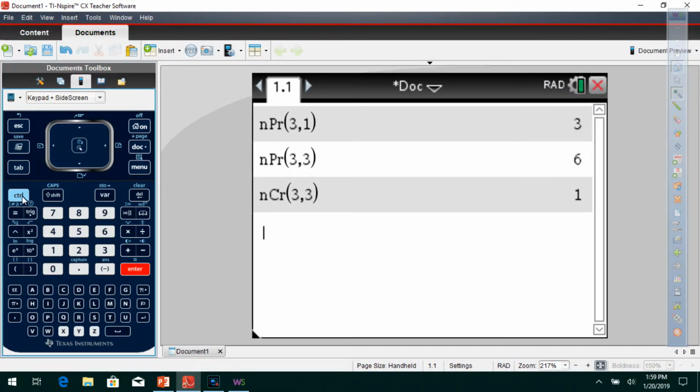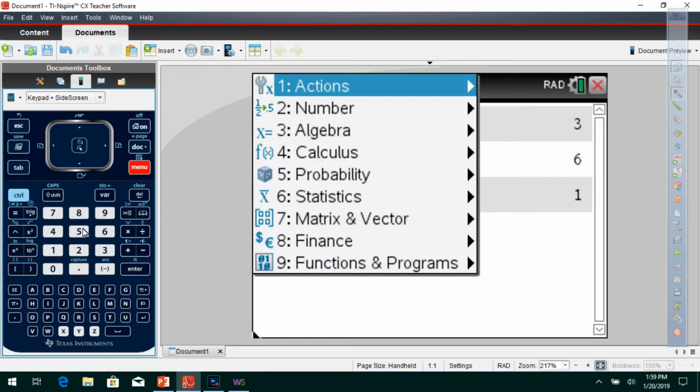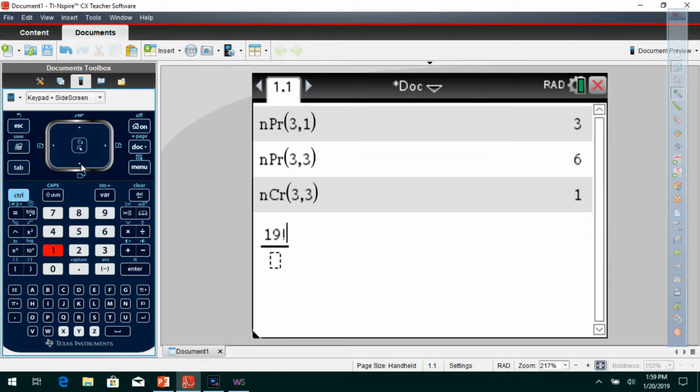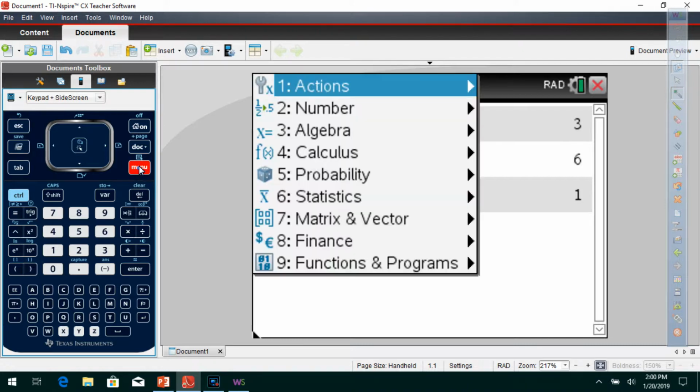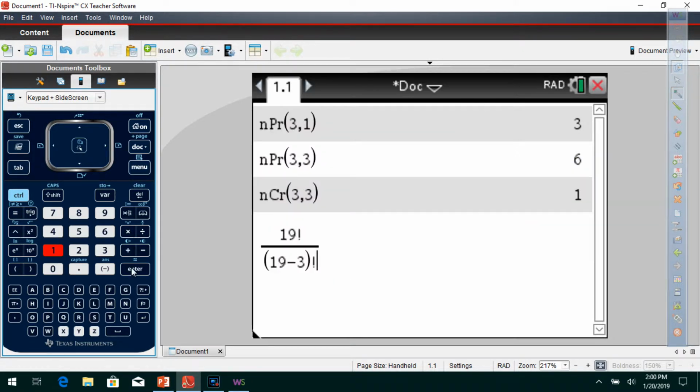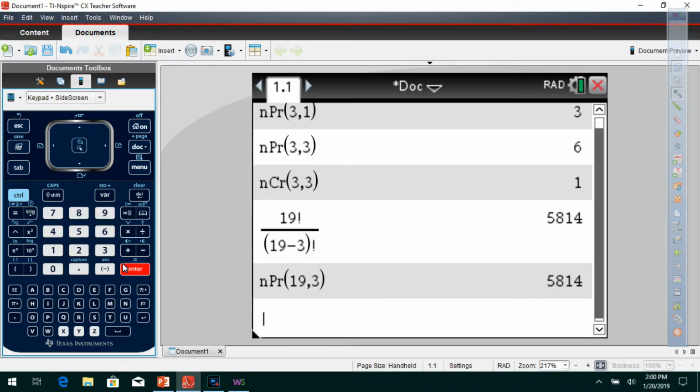Let's try that one. Control divide, 19 factorial, which is menu 5, 1, over 19 minus 3, then menu 5, 1, and that gives you 5,814. Or we could just use the menu 5, 2 permutations and enter 19, comma, 3, and that gives you 5,814. All right.